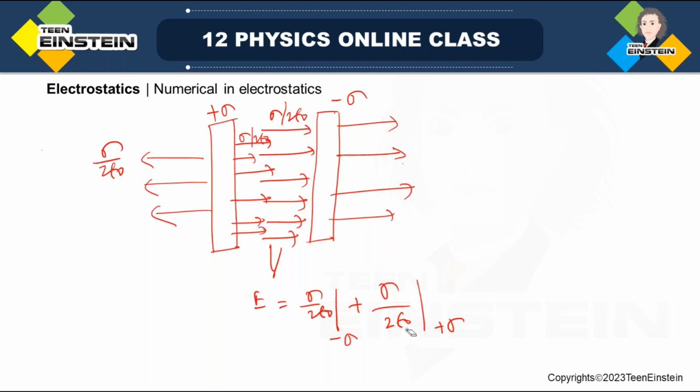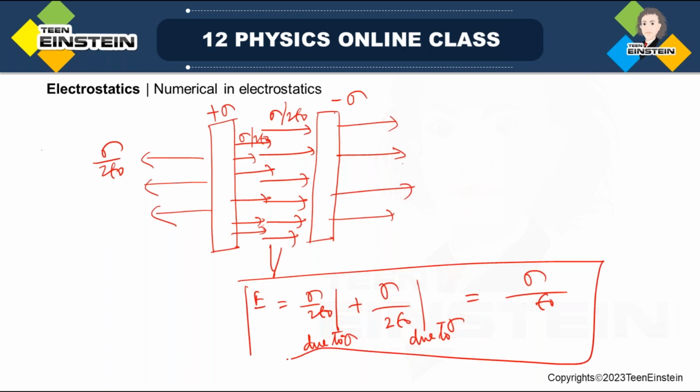Let me write, due to minus sigma and due to plus sigma, both will be in the same direction, so they will be additive to each other, and that will provide a strong uniform electric field of sigma by epsilon 0 in this region.